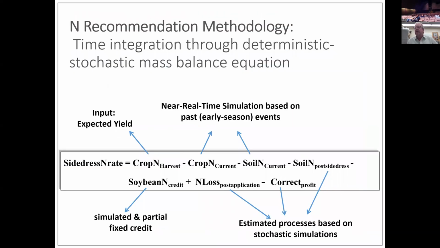So this recommendation is based on a mass balance equation, where the recommended rate is a function of how much nitrogen is needed to grow the crop, which is mostly based on the expected yield. Then, how much is currently in the crop. The crop is at V7, so there's a certain amount of nitrogen that has already been taken up, so we discount that. We also discount how much nitrogen is currently in the soil. These latter two, the crop N and the soil N that's current, are based on the model simulations.